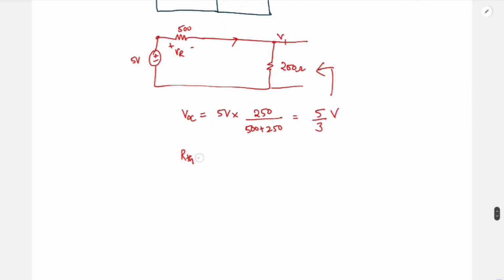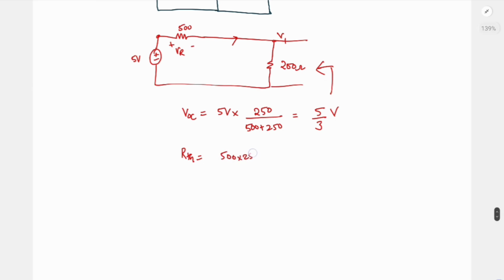Similarly, what will be your RTH? For RTH, what you have to do? You have to short your voltage source. So then your 500 and 250 ohm comes in parallel. So 500 into 250 by 500 plus 250. So this is nothing but 500 by 3 ohms.